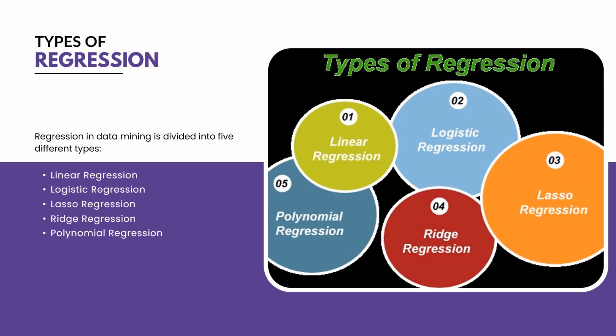There are 5 types of regression in data mining: linear, logistic, lasso, ridge, and polynomial. Let's have a short introduction about each of them. The most popular types of regression are linear and logistic. Other than that, many other types of regression can be performed depending on their performance on an individual dataset.